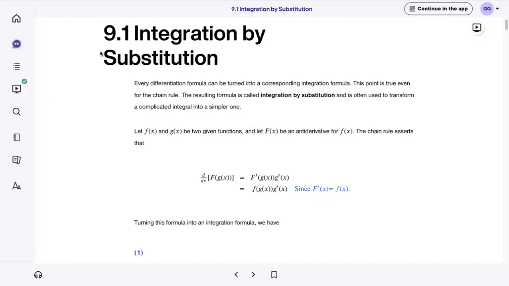Okay, this is chapter 9, section 1. This is the last bit of the material for this class. All right, so chapter 9, we're only talking about section 1, which is integration by substitution.